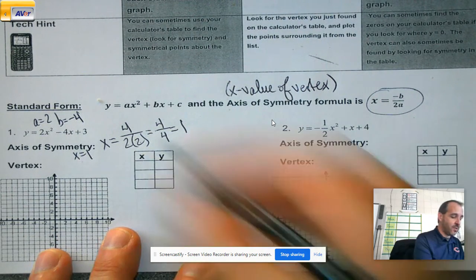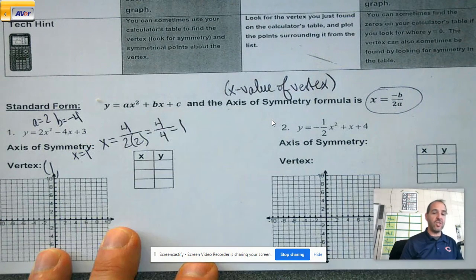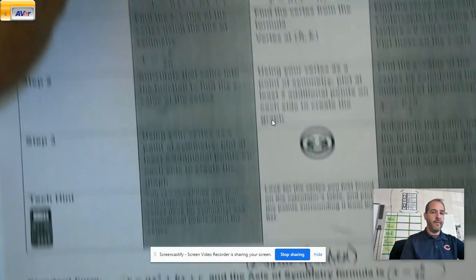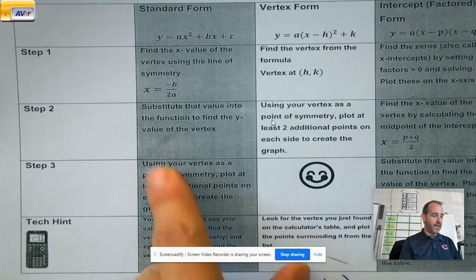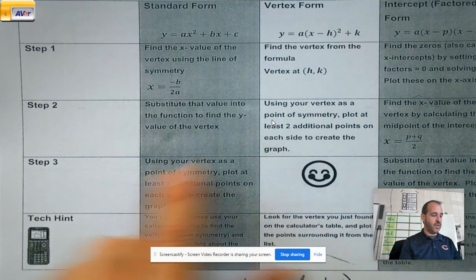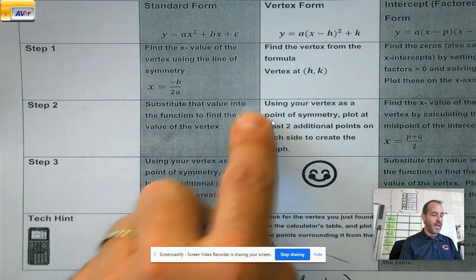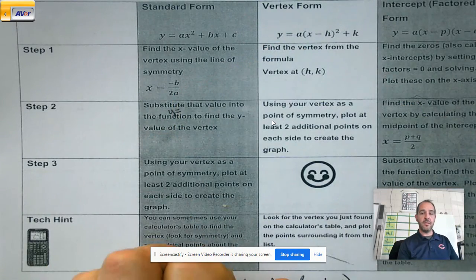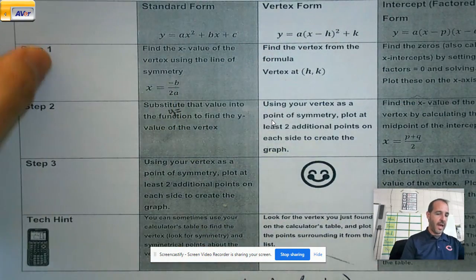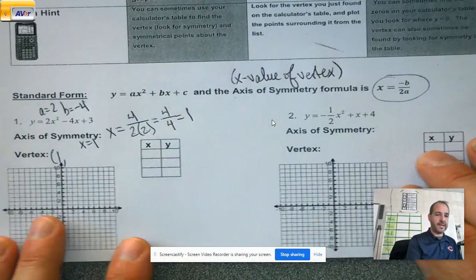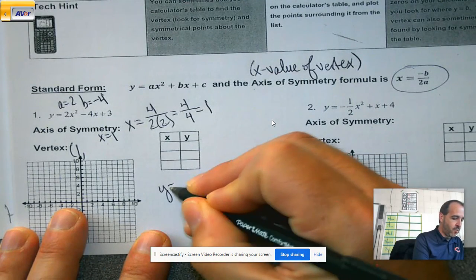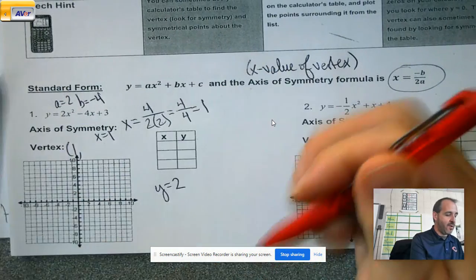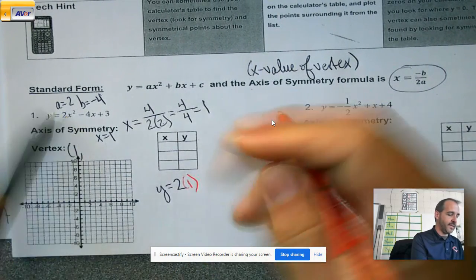Now, for my vertex, once I found that x, that also was going to tell me the x value of my vertex. But how do I find y? To the chart we go. We already found the x value by using the x equals equation. So now step 2. Substitute that value into the function, into the y equals, to find the y value. So I'll come back down here. Y equals 2, and every place I see an x, I'm going to replace it with a 1.